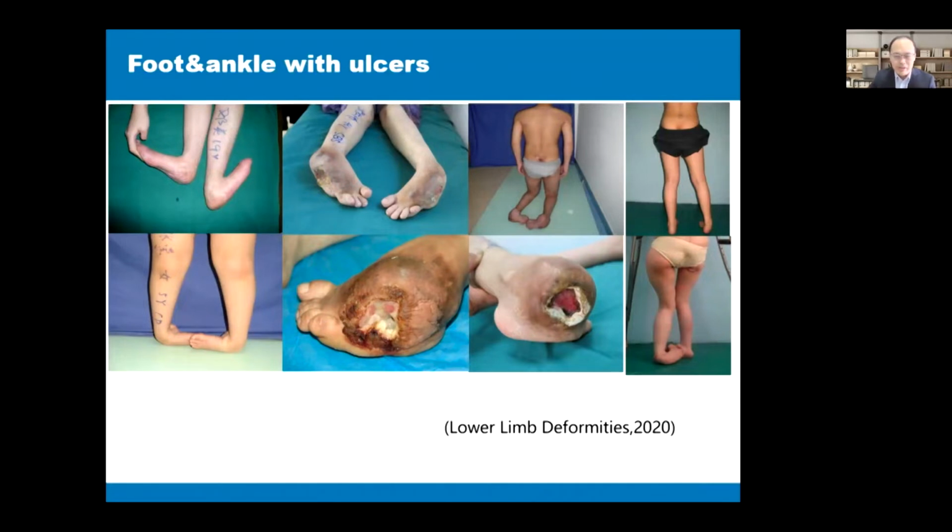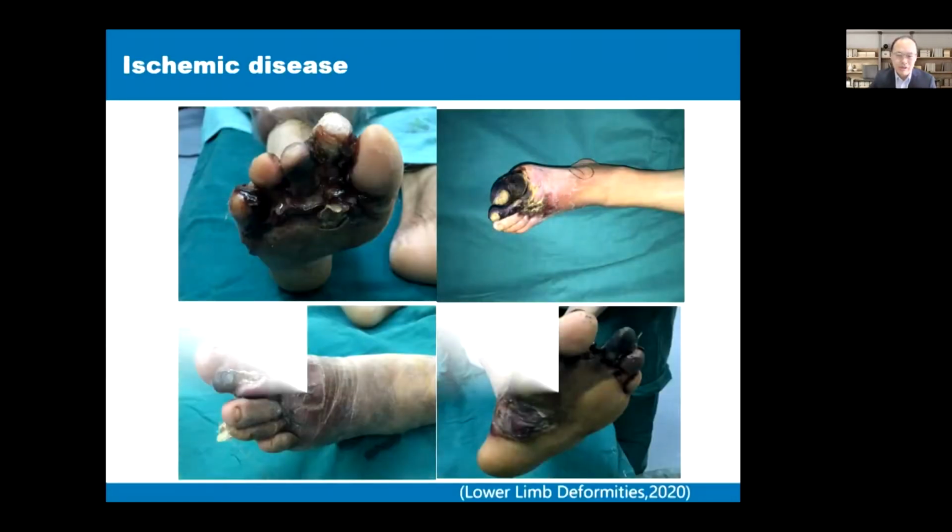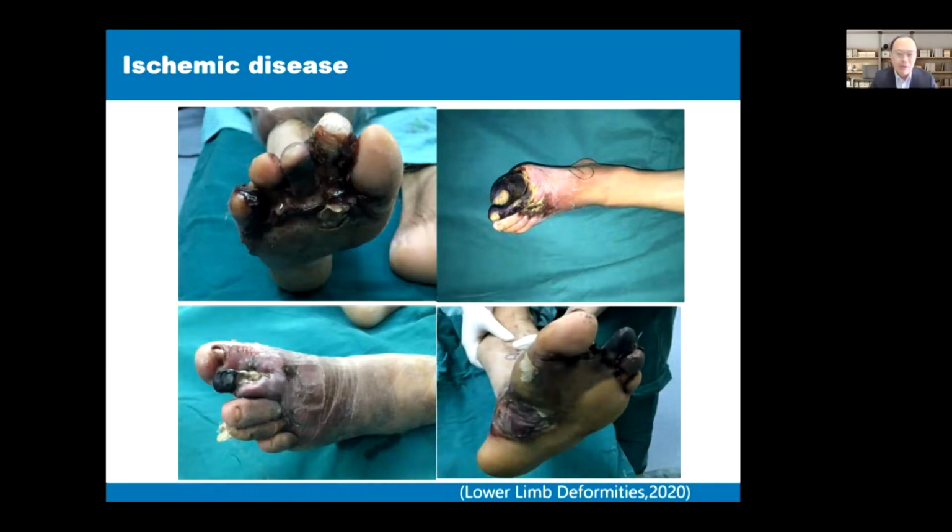Foot and ankle deformity with ulcers may be difficult to treat. We can have good results using one-stage treatment, which means deformity correction simultaneously with treatment of the ulcer region. This was published in JOT. And today, maybe we would like to look at ischemic disease, especially the diabetic foot.